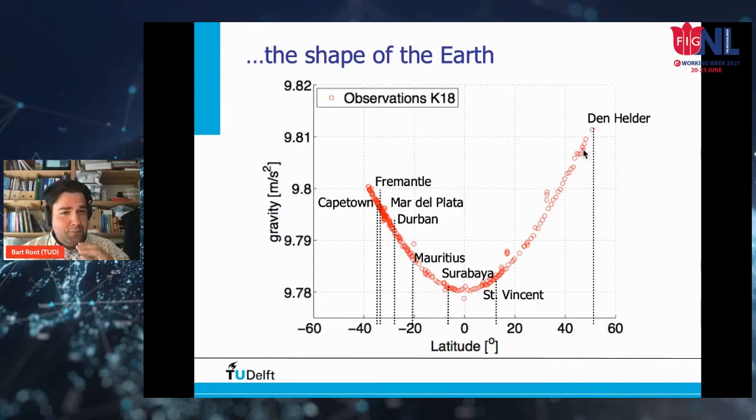The Earth is not flat, we all know, but it's also not spherical. It's a little bit squished like a rugby ball, making the gravity data less in the equator regions and more in the polar regions because you're closer to the center of mass.